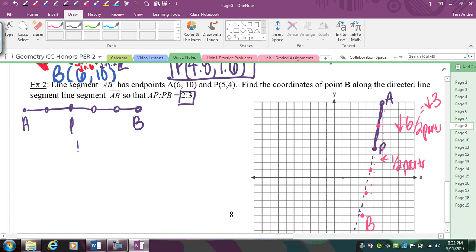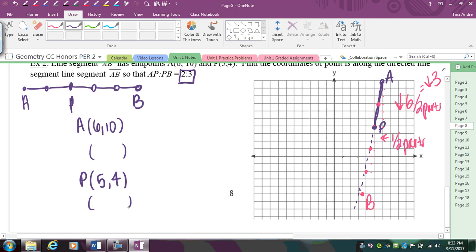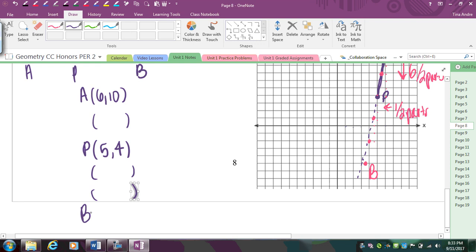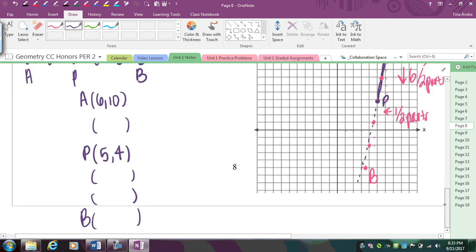So when I go to line these coordinates up algebraically, I have 6, 10. I have an empty coordinate. I have P, which is 5, 4. I have 2 more empty coordinates. And then I have point B. So point B will be right here. So then from here, remember what we did was the first step is to find the change in X and change in Y. That's basically the process. So you have to figure out each section.